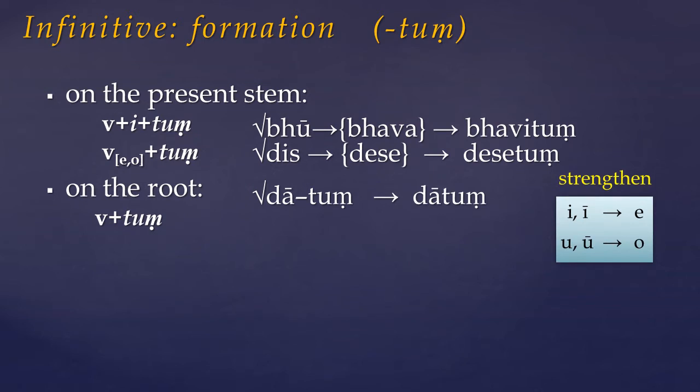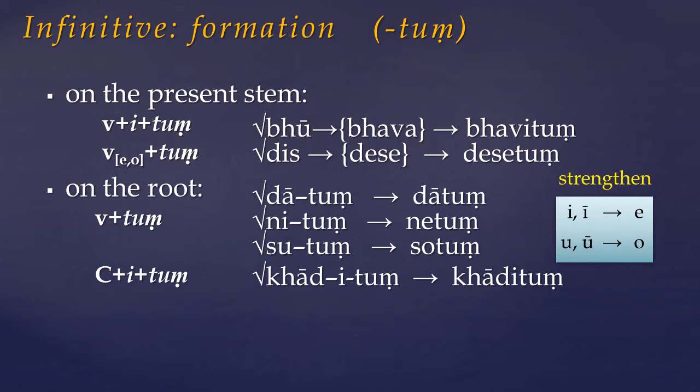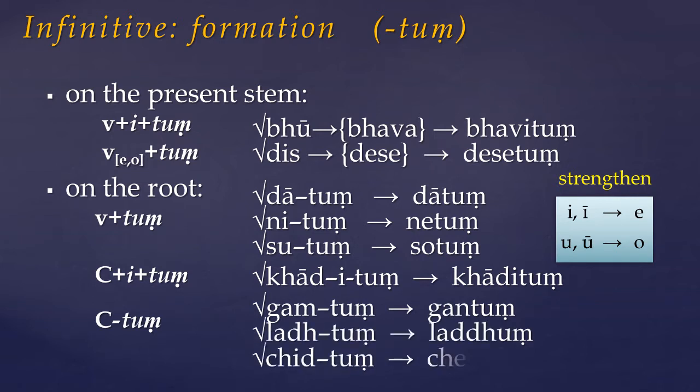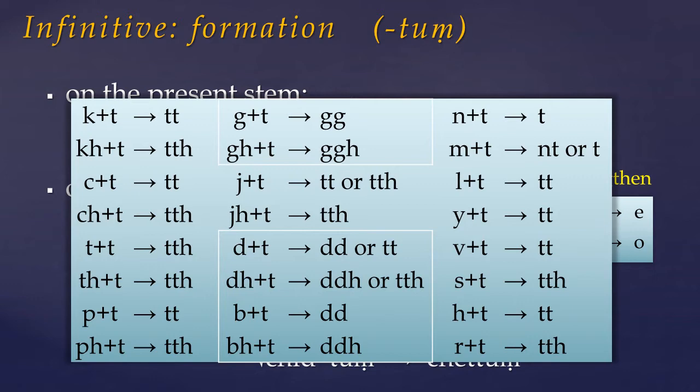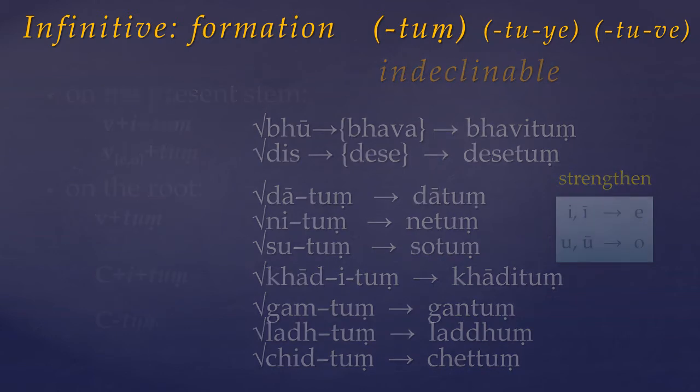This is after they've been strengthened, so roots ending in either a long or a short i are strengthened to e, and roots ending in a long or short u are strengthened to o. With roots that end in a consonant, a connecting i vowel may be inserted. Or it can be added directly, in which case the initial t sound of -tuṃ assimilates to the final consonant. And this often results in a double t, g, or d, and we've seen this before. There are some archaic infinitive endings, and these are mainly borrowed from Sanskrit, but they're rare. And finally, the infinitive in Pali is indeclinable, meaning that it doesn't alter to agree with anything else in the sentence. So let's now look at some examples.